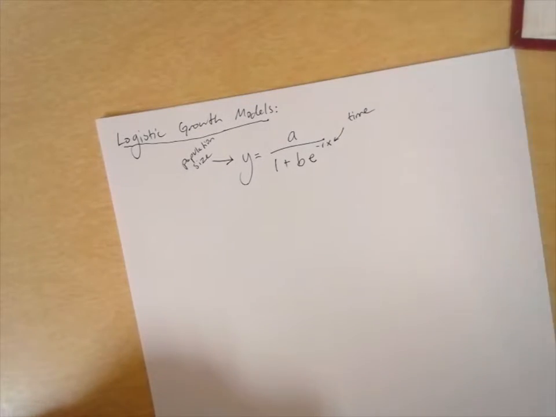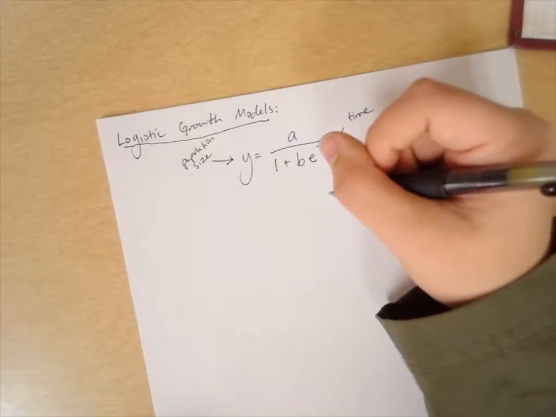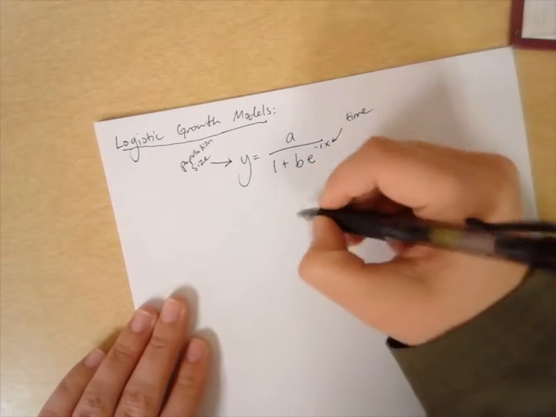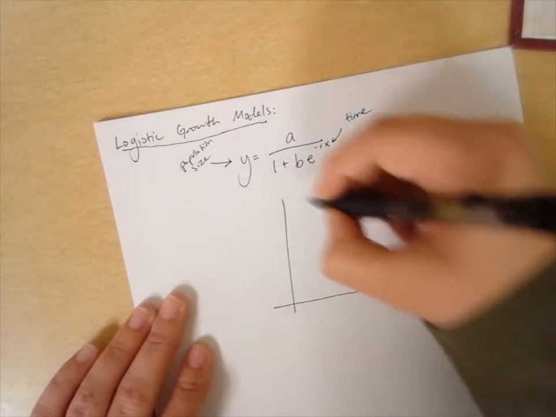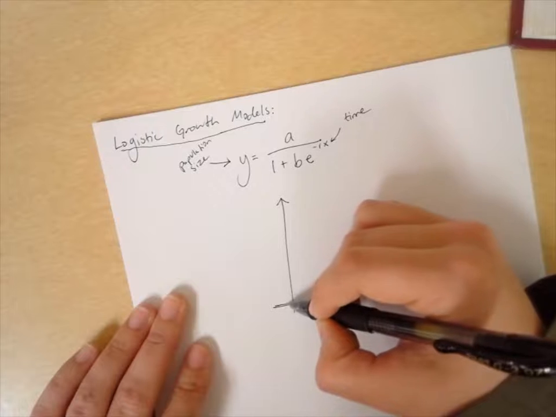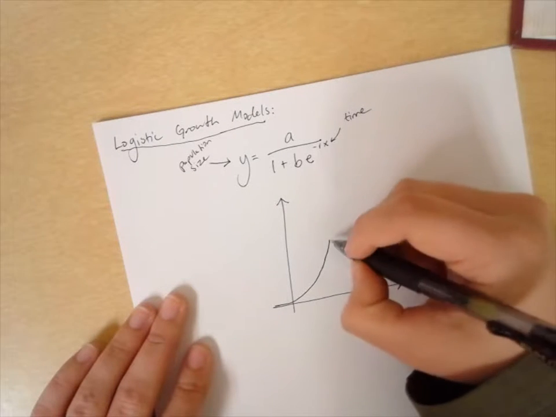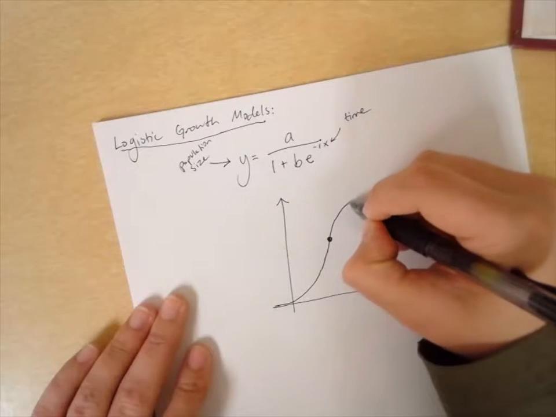So an example might be bacteria that's allowed to grow under ideal conditions and then under less favorable conditions. We can also call this a sigmoidal curve, but I don't think we're going to refer to that again. A good general graph of logistic growth models looks like this, where you are curving up, increasing to a point, and then after that point in time, you start to taper off and decrease.